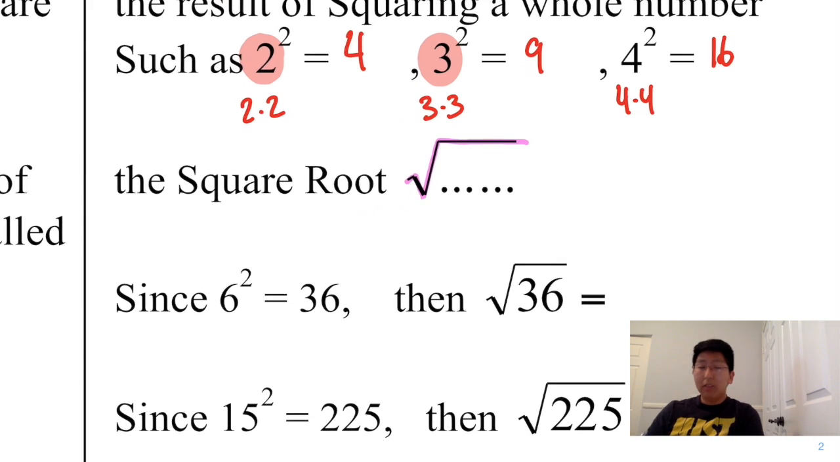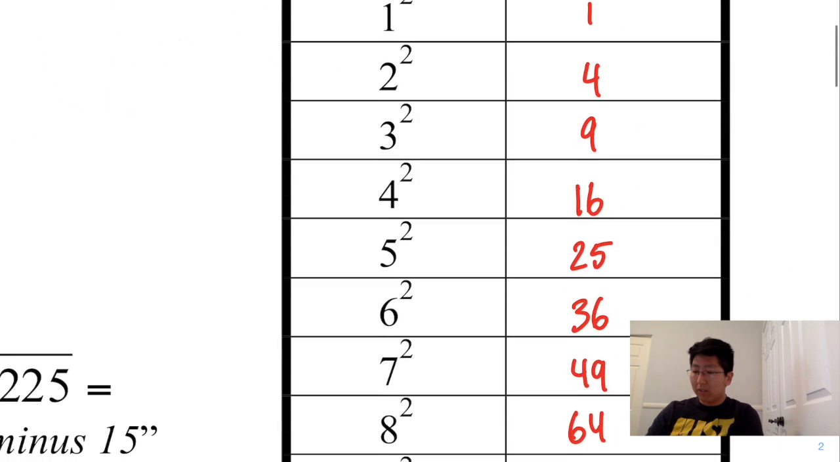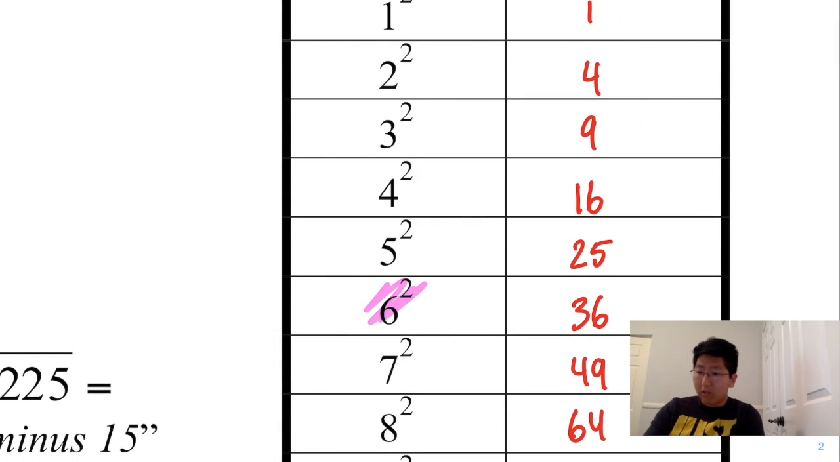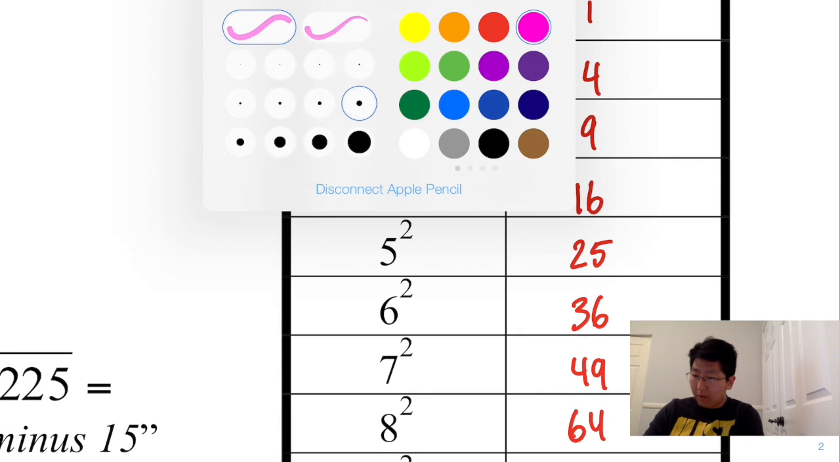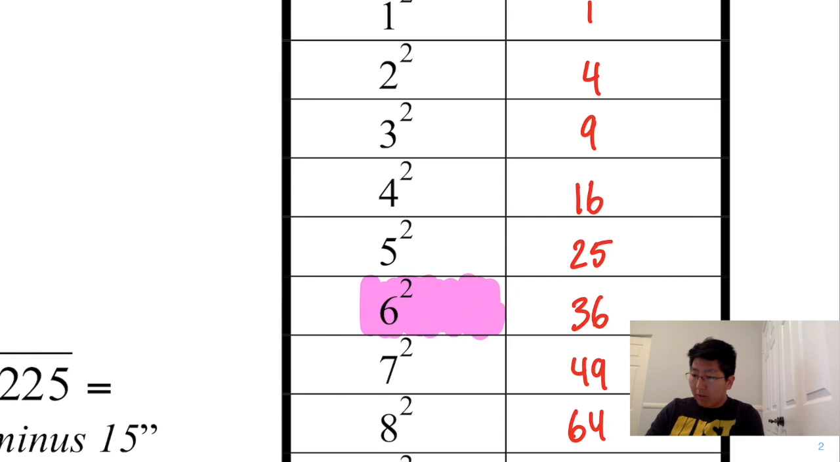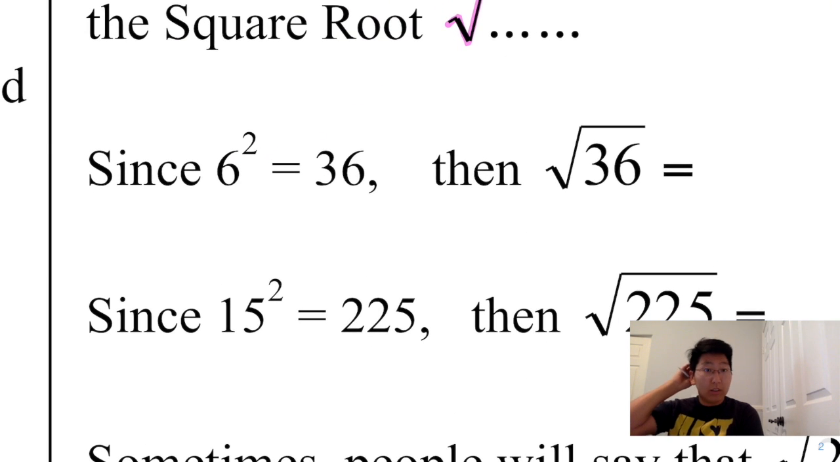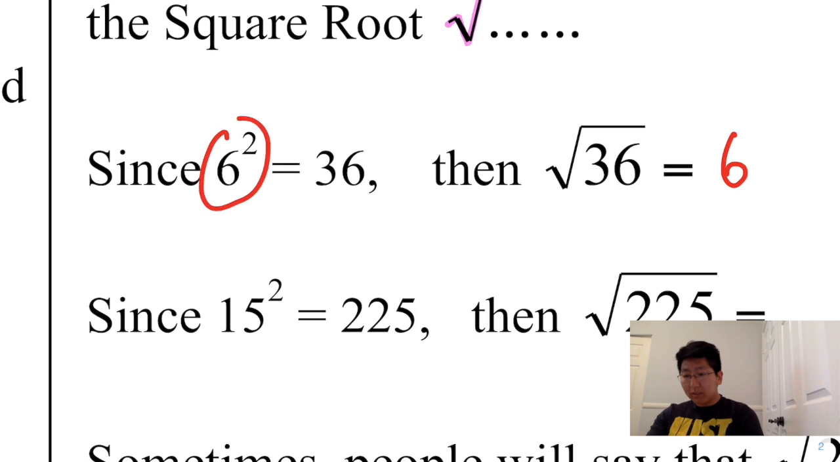So since 6 times 6, or 6 squared, if you look over here, 6 squared, right? Oh, this is too small now. So we'll make this a little bigger again. 6 squared is 36. Okay? So 6 squared is 36. If we know that it's a perfect square, then the square root, so the opposite, we're doing the opposite. The square root of 36 is going to equal 6. Okay, so because 6 squared equals 36, the square root of 36 is 6.